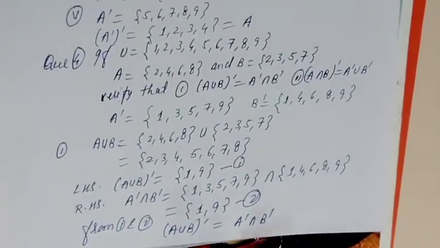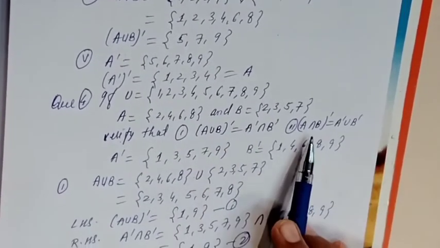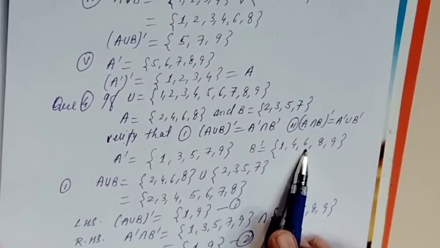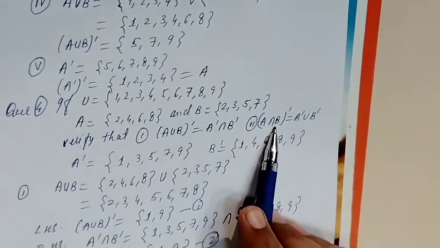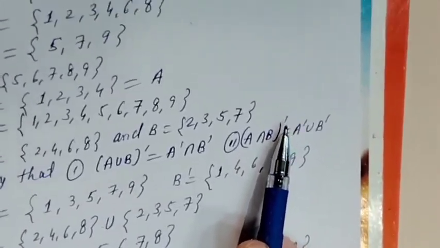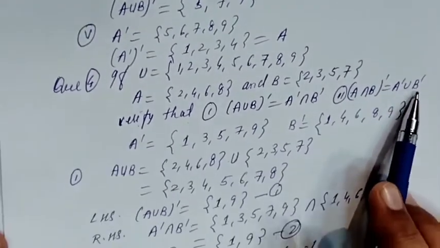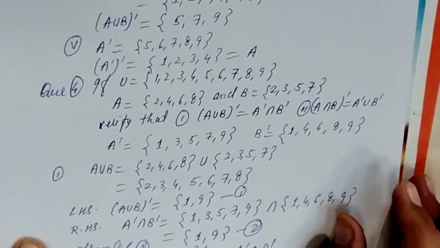So again I am telling you, these types of questions are very simple. For the second part of the question, A dash and B dash we have already taken and we have got the result. What do you have to do? You have to find A intersection B, then take its dash for the LHS, and for the RHS take the union of A dash and B dash. You will find that both results are equal. So this is a very simple question.